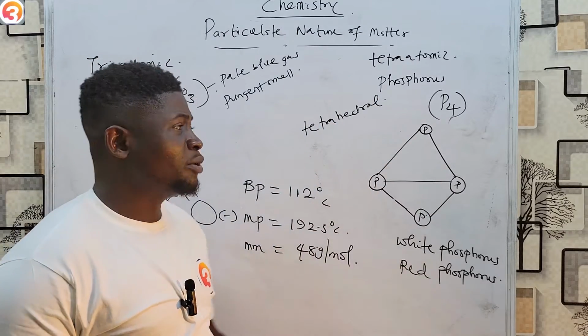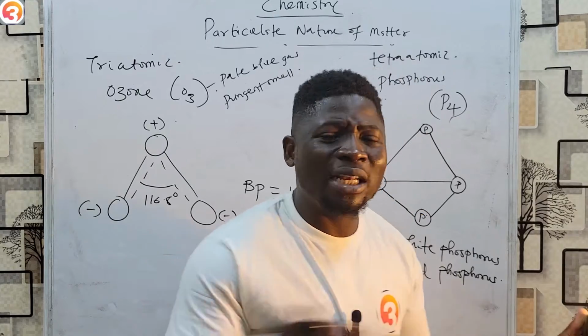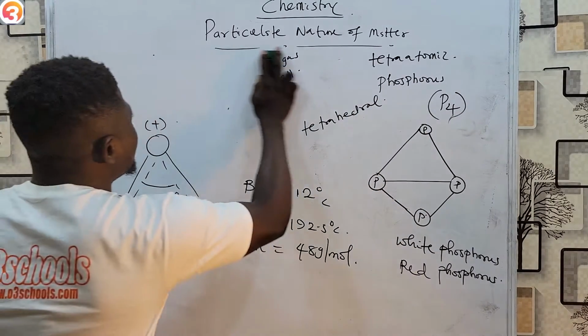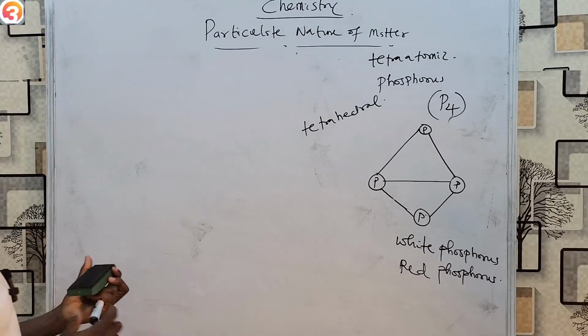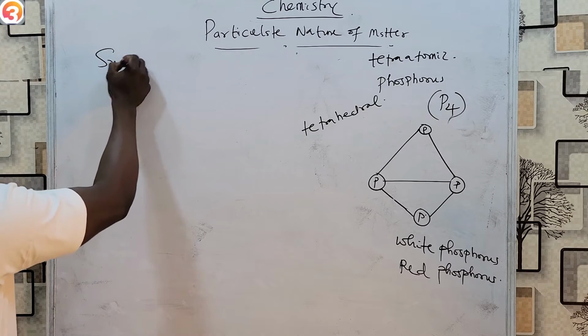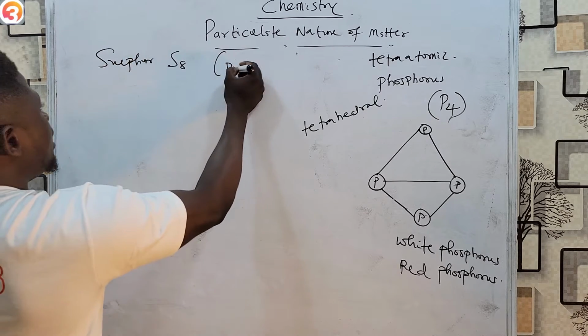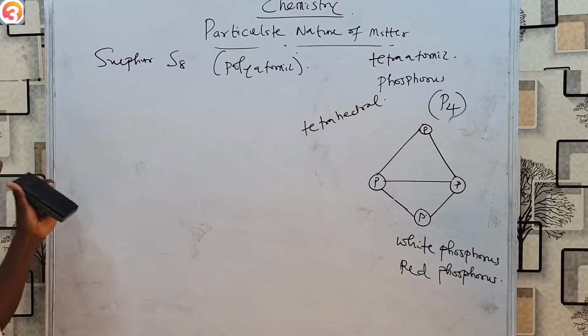It's tetraatomic. They also have some molecules that contain more than 4 atoms. So in that case, we say they are polyatomic. Let's look at them. A very good example is sulfur. Sulfur S8 molecule is polyatomic. So what is the shape?